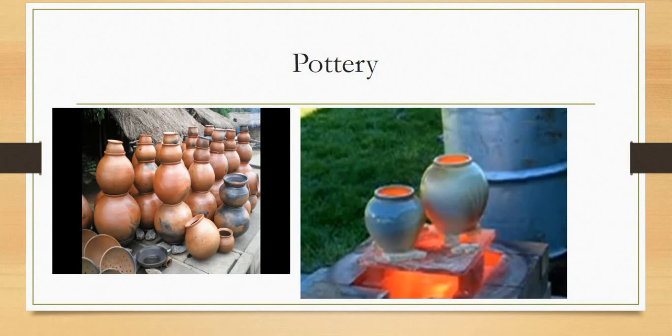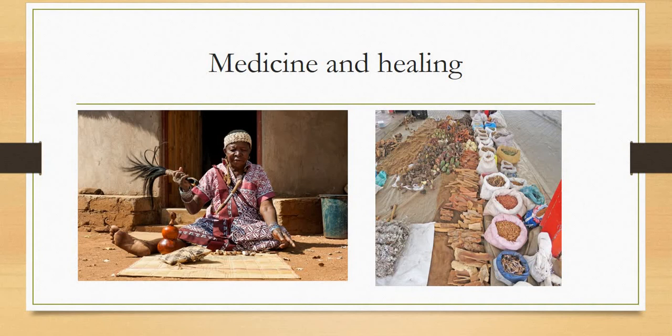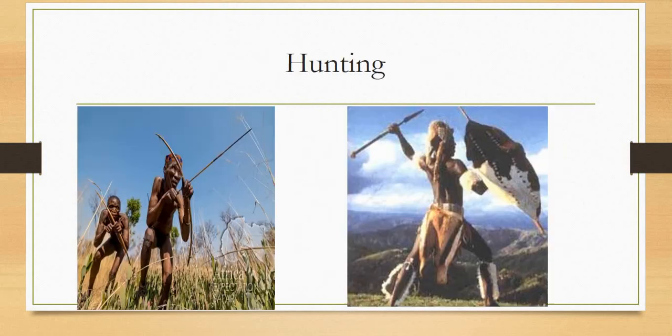Alright, so as we move on to medicine and healing, each village would have had a traditional healer. These are referred to as Sangomas. And what they would do is they would make use of natural plants, roots and barks as a form of medicine.